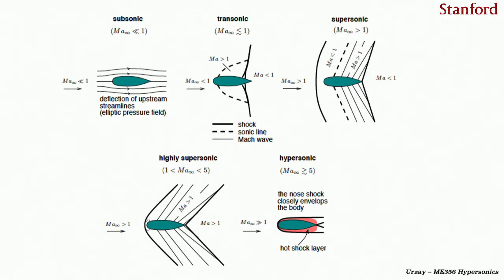Then for Mach numbers approximately above 5, one enters the hypersonic regime. And in this hypersonic regime, the shock wave envelops very closely the surface of the body. The region in between the shock wave and the surface of the body is called the shock layer, and it engenders a very hot flow. The local temperature downstream of the shock is actually very high. So everything that is related to hypersonics tends to be always related to high temperatures.